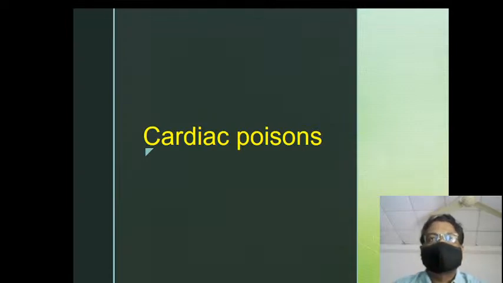So these cardiac poisons are also very significant from a medico-legal point of view. So that's why this chapter is also one of the important chapters. So there are various poisons, and they mainly act on the cardiovascular system, mainly over the heart. So we'll see one by one. We'll discuss one by one.